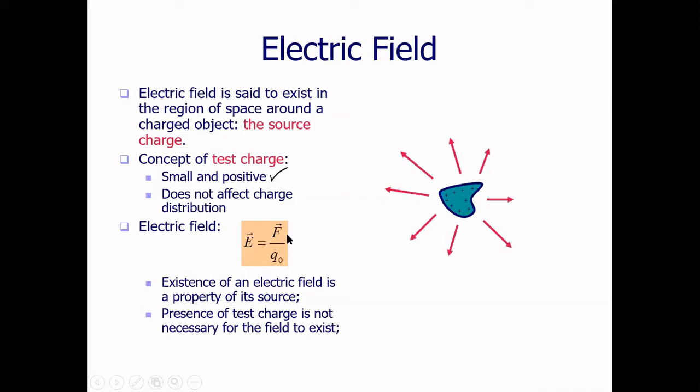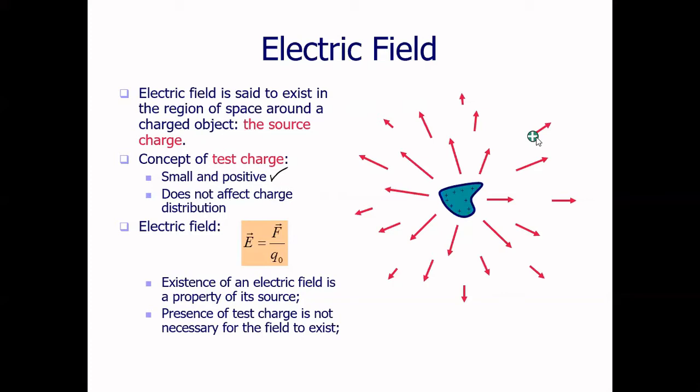Now, I want to explain something. This thing here is the charged object. The charged object is the source of the electric field. So you can see that there is electric field everywhere around. Now, if you bring in a test charge, this small thing here, within the electric field of this object, then what will happen? There will be a force applied on this test charge according to Coulomb's law.